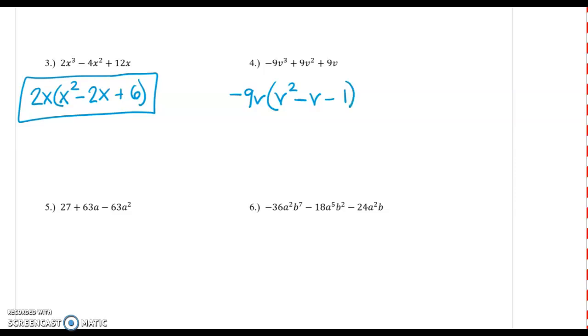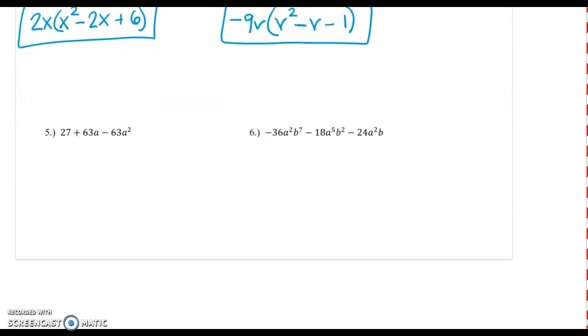Okay, so now again, if I check this, I get negative 9v to the third plus 9v squared plus 9v. Okay, so you always want to try to make that first term that you have left over in the parentheses a positive number.